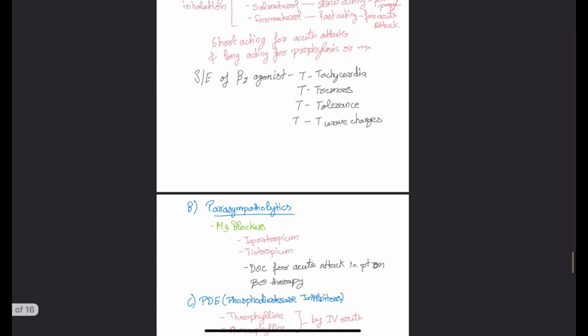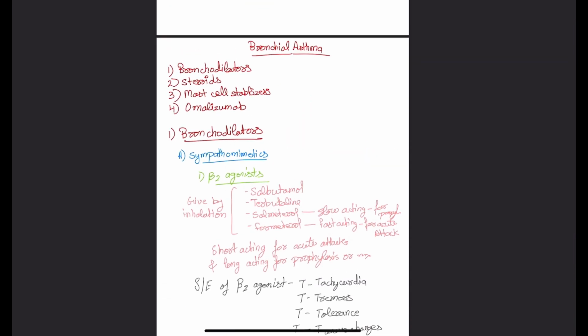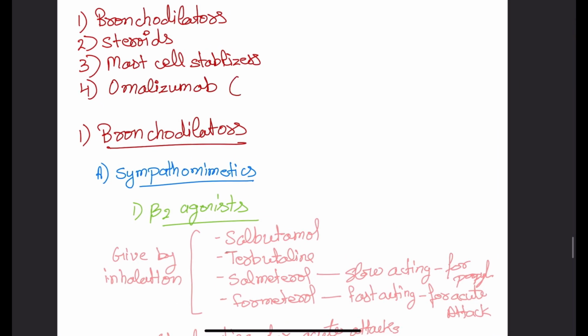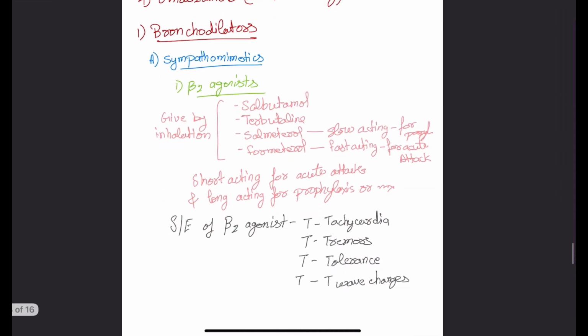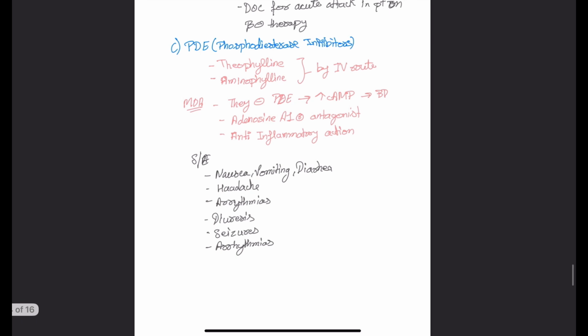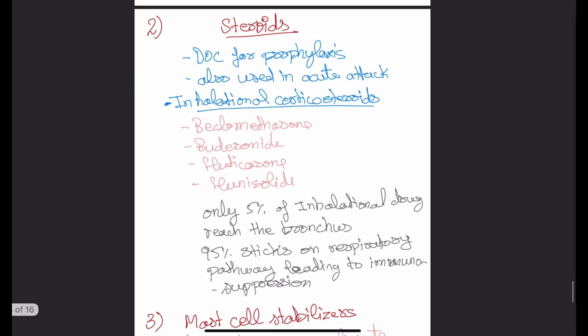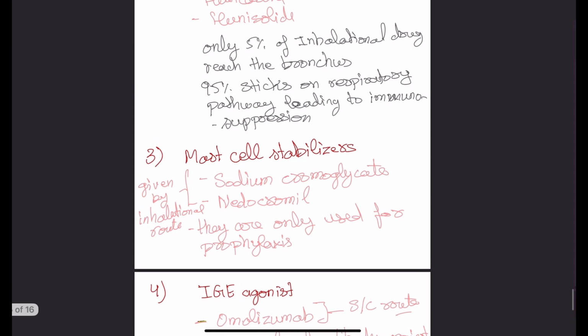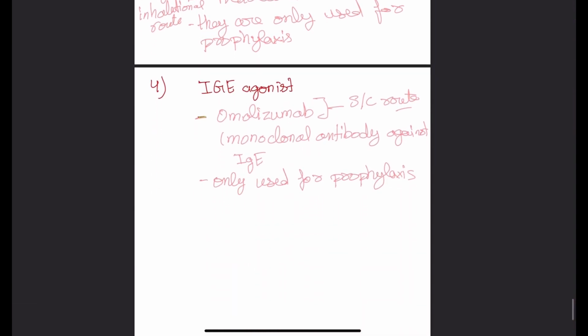We studied four types of drugs in bronchial asthma. First is bronchodilators. In bronchodilators: sympathomimetics, parasympatholytics, and phosphodiesterase inhibitors. Second, we studied steroids: beclomethasone, budesonide, fluticasone, and flunisolide. Then mast cell stabilizers. Examples of mast cell stabilizers: sodium chromoglycate, nedocromil. And IgE antagonist. It is not agonist, it is antagonist, or IgE inhibitor, IgE antibody.